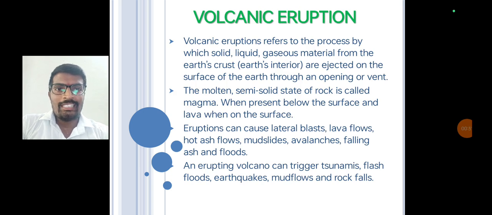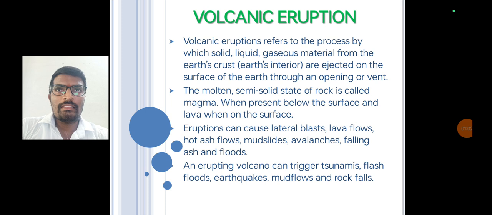First of all, know the definition of volcanic eruption. Volcanic eruption refers to the process by which solid, liquid and gaseous material from the earth crust is ejected onto the surface of the earth through an opening or vent. It is known as a volcanic eruption. This volcanic eruption is caused in the mantle layer.